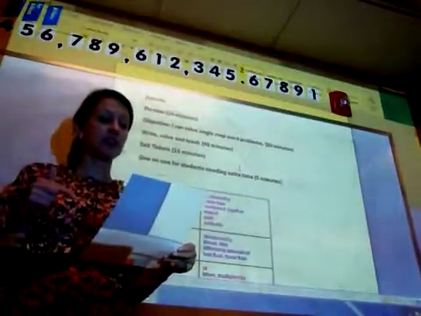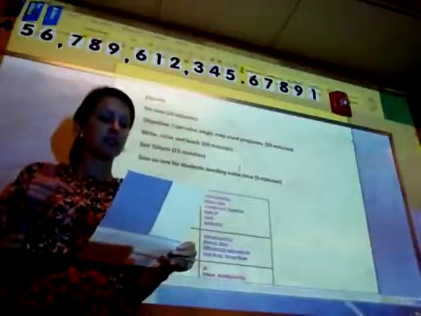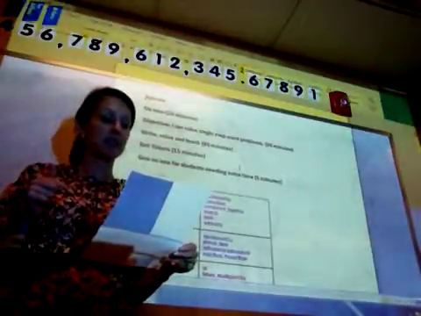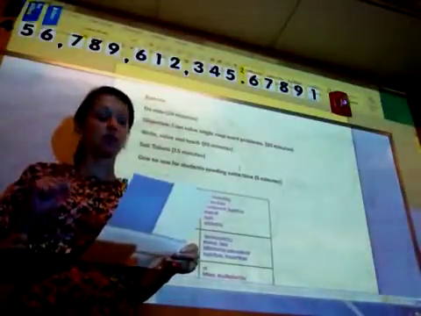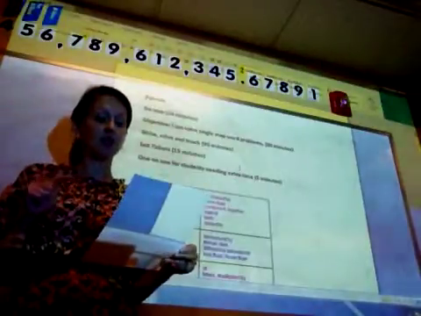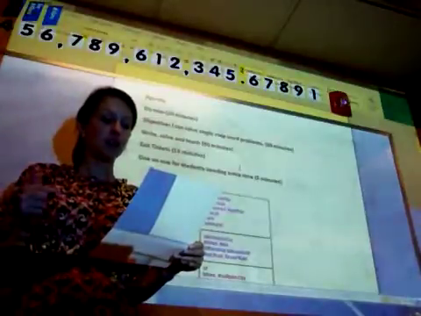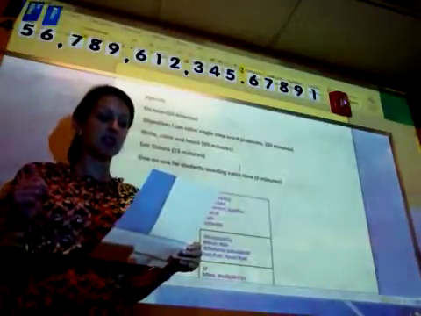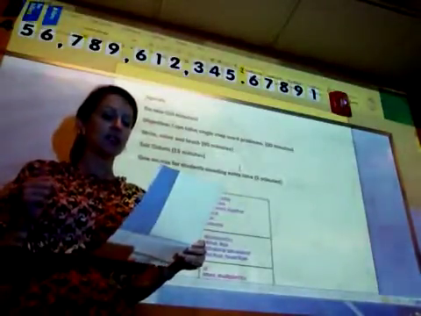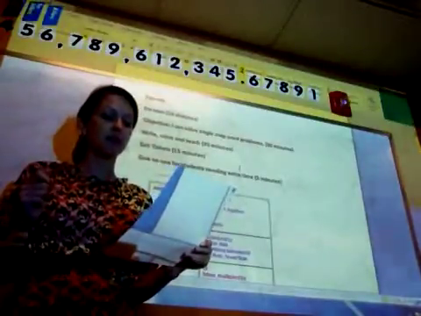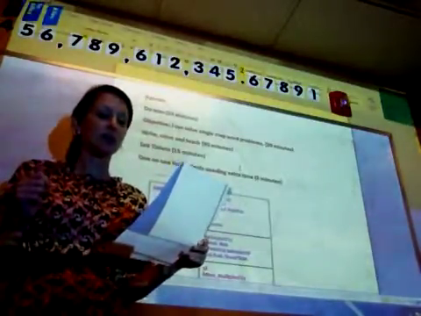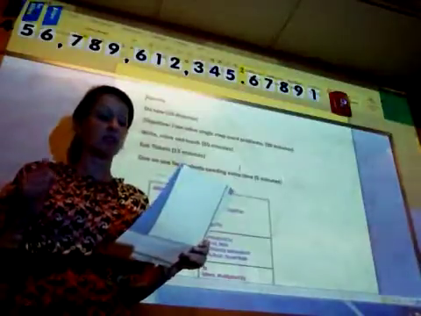Next row, 6 times 2 is 12. 6 times 10 is 60. 6 times 2 is 12. 6 times 5 is 30. 6 times 7 is 42. Next row, 6 times 5 is 30. 6 times 7 is 42. 6 times 9 is 54, 6 times 3 is 18, 6 times 4 is 24, and 6 times 6 is 36.